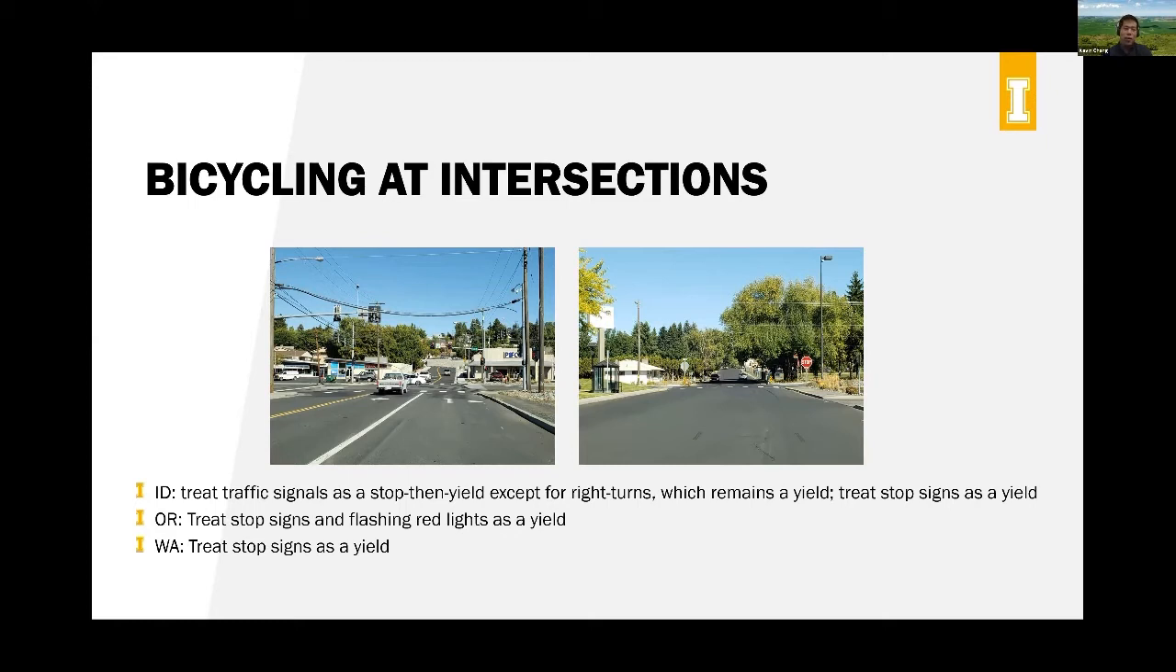And then the photo on the right, for any Idaho bicyclists, as you're pedaling along, if you look off to the left and to the right and you don't see any cars, you can in fact ride straight through the intersection without stopping. And then Oregon and Washington treat stop signs as a yield condition. So for the photo on the right, if you're an Idaho, Oregon, or Washington bicyclist, you can now legally proceed through that intersection without coming to a complete stop.